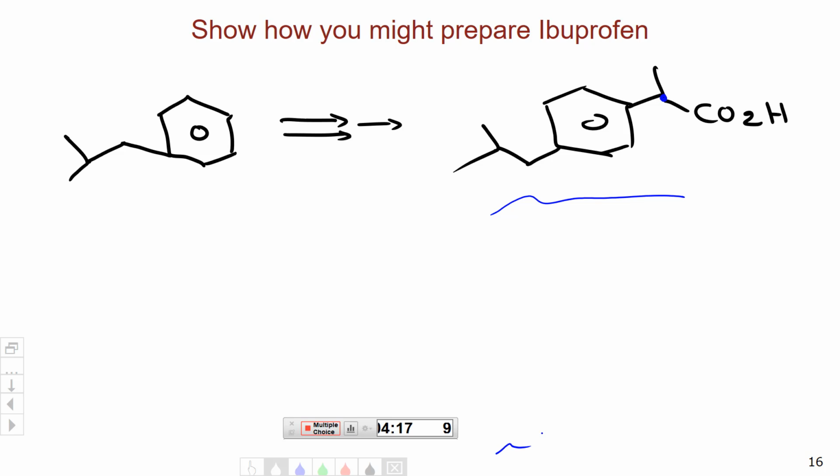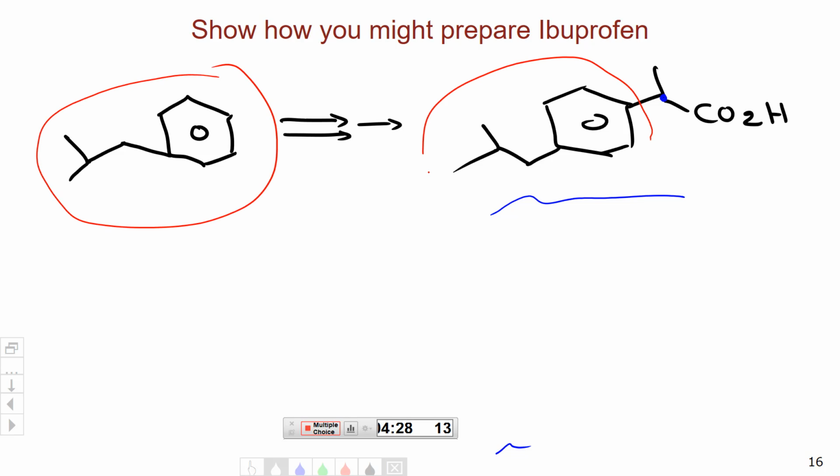So again, we're going to ask the same questions. What is added, and what part of the end material is the starting material? So I'm going to circle what I can see is from the starting material. Clearly these carbons are added to the para position of the isobutyl group. And there is the COOH, or carboxylic acid, in there.